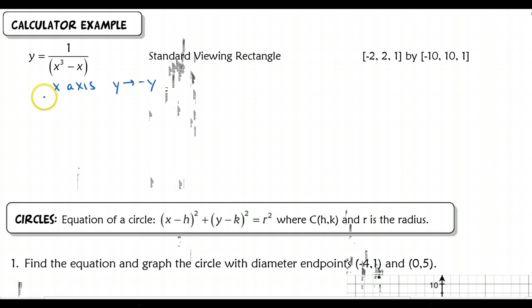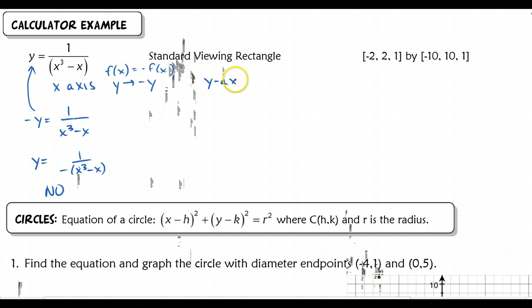So our test here to check whether it's symmetric about the x-axis, remember you want to check, does f of x equal negative f of x? In other words, replace your y with negative y in your original function. So if I replace this here with a negative y, I end up with this, and I always want to solve back for y. I would divide that out, and I'd end up with negative 1 over the quantity x cubed minus x. So clearly this is not equal, so no, it is not a reflection or symmetric about the x-axis. So let's test next if it's symmetric about the y-axis.